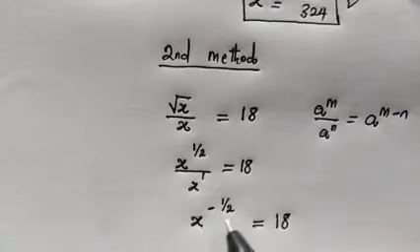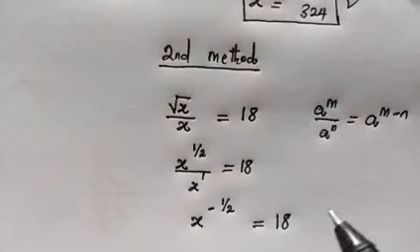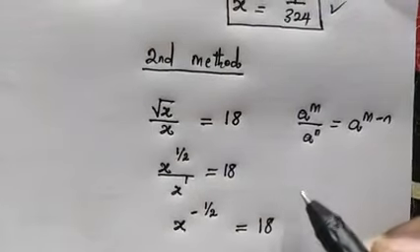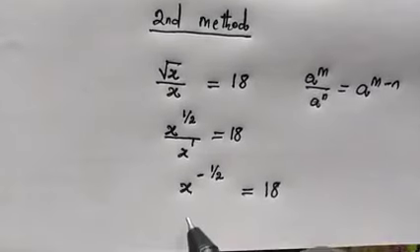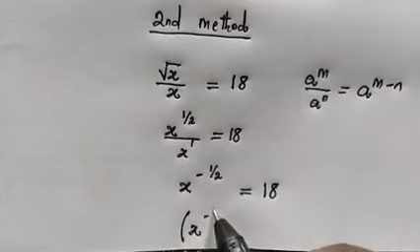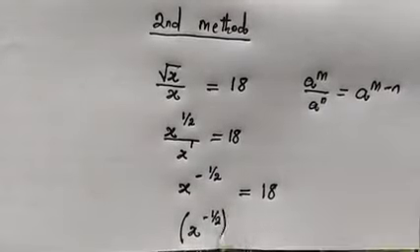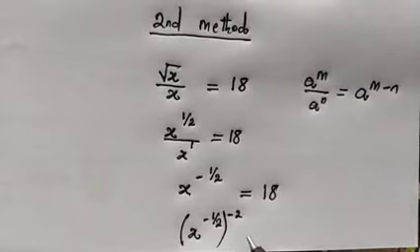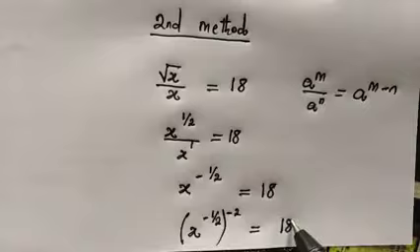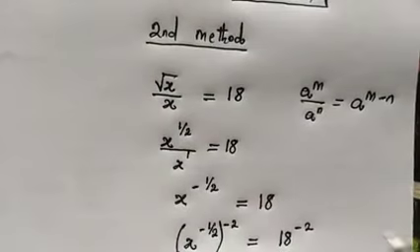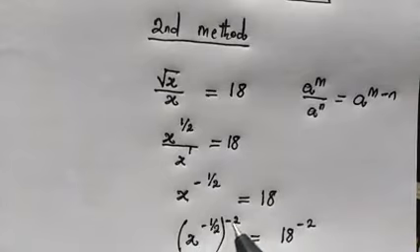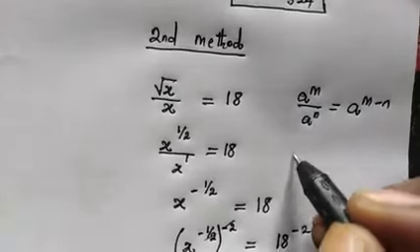Now to solve for x, we raise both sides of this equation to the power of negative 2, because that is the reciprocal of negative 1 over 2. So this is what I actually mean. This is going to be x raised to the power of negative 1 over 2, then raised to the power of negative 2, equal to 18 raised to the power of negative 2. From here, negative 1 over 2 times negative 2, the two negatives cancel. We're left with x raised to the power of 1, which is just x.